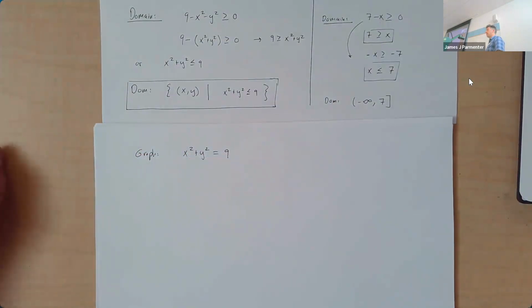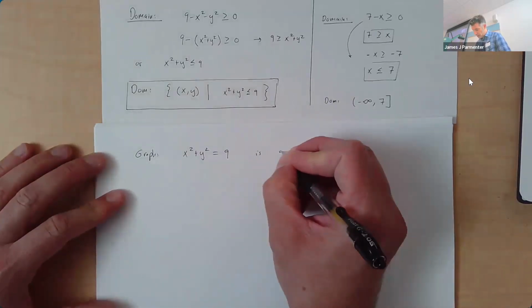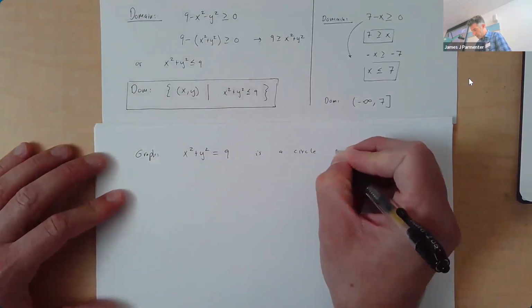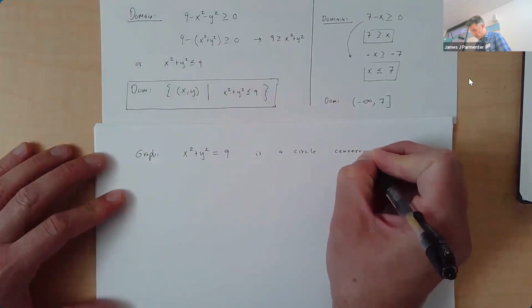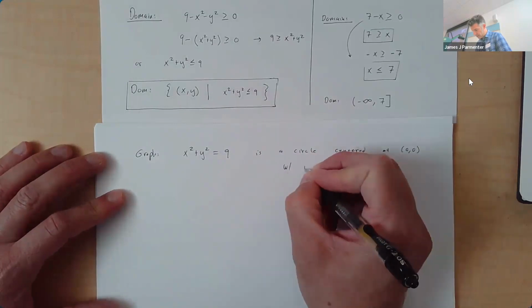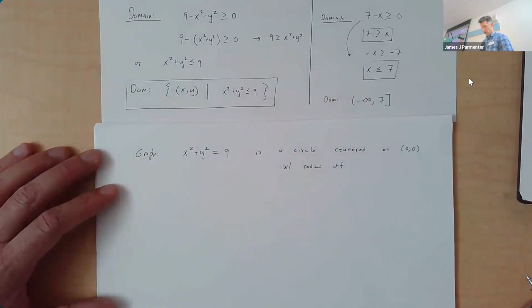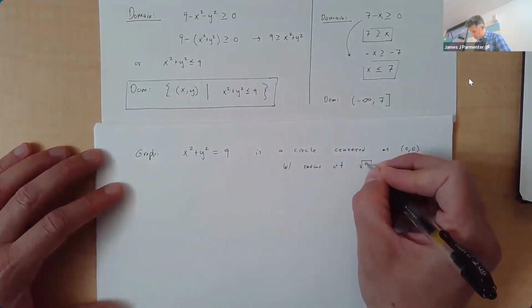Which is why we have been talking, or you might have been talking about circles in class, because x squared plus y squared equal to some number is the graph of a circle. Specifically, this is a circle centered at the origin. And what's the radius? Square root of 9, which is 3.